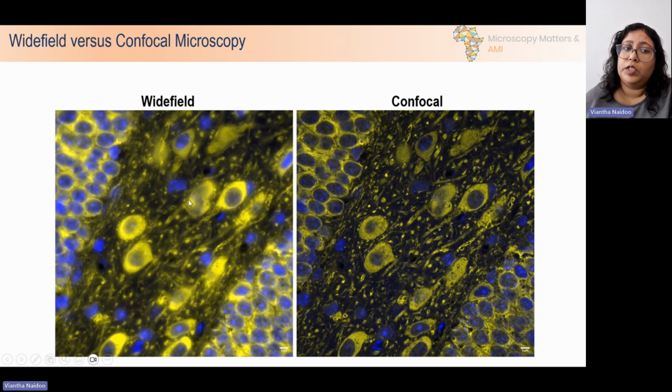For example, the image on the left might still be good for counting the number of cells, even though it's blurry. But if you needed to understand further detail, you might need to use the image on the right, which is a confocal image.